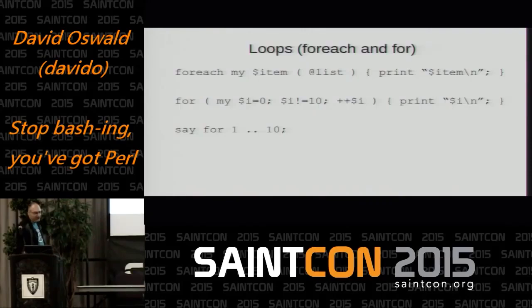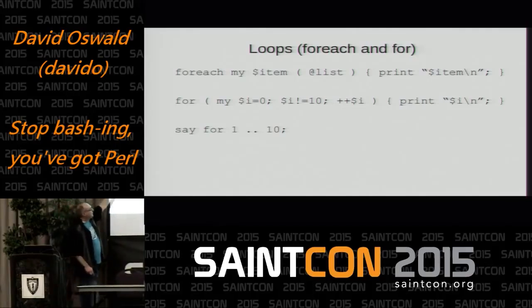How do you do loops in Perl? There's several kinds of loops. One is foreach. Foreach my item in list, print the item. What this is going to do is walk through each item within the array list. When it gets to the first item in list, it'll assign that to this variable named item, and then it's going to print that item. And then it's going to grab the next item in list, assign that to item, and then print the item. That's a foreach loop.